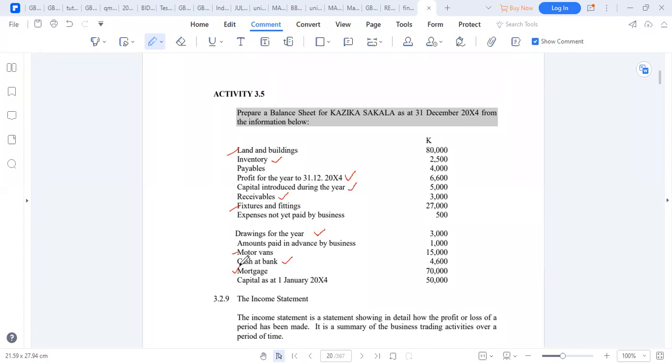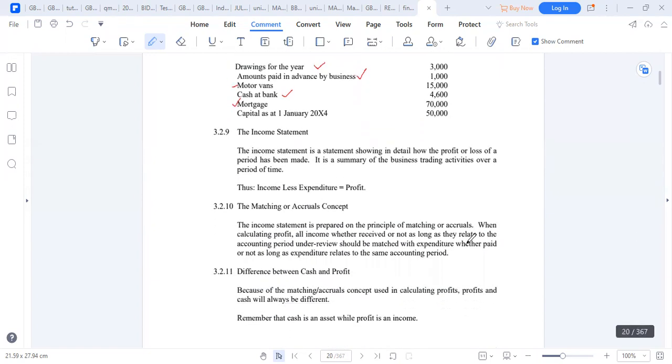Then which ones are current? Expenses not yet paid by the business, where do they fall? Under current liabilities. So we go to current liabilities. Which ones are current liabilities? Expenses not yet paid. And what else is under current liabilities? Our payables. Excellent. I'm glad we're moving together.